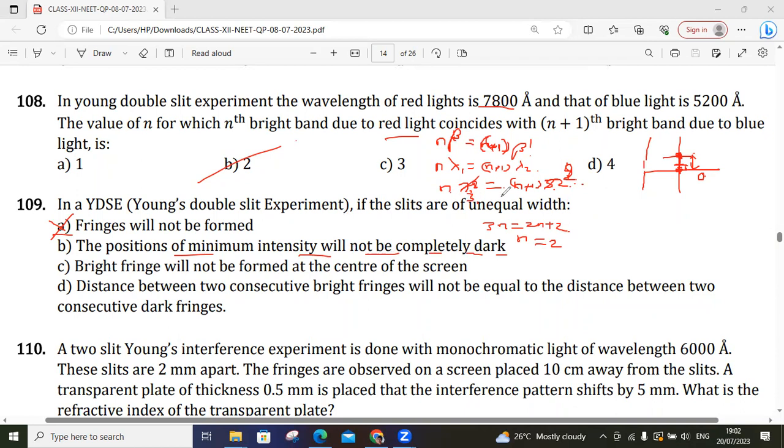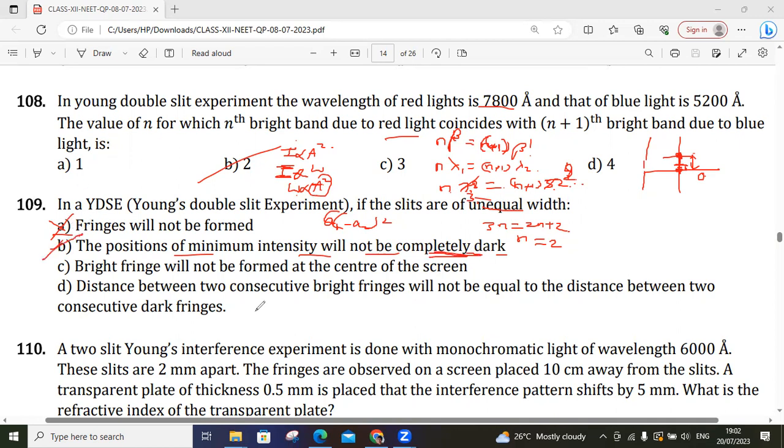Yes, because unequal width means, I had told you in class, I think, that I is proportional to A square, and intensity is also proportional to width. If width is more, intensity will be more. So width is proportional to A square. So if we have unequal widths, then unequal amplitudes will be there. So minimum intensity will be proportional to A1 minus A2 whole square, which is not 0. So it will not be completely dark. Some intensity will be there. This is the correct option.